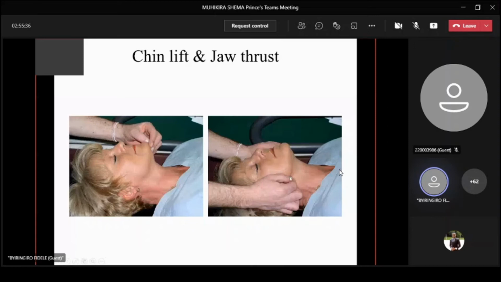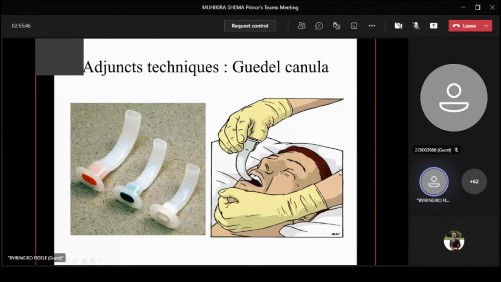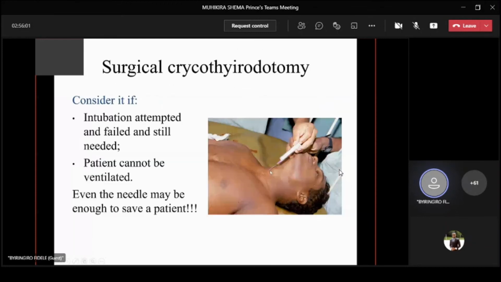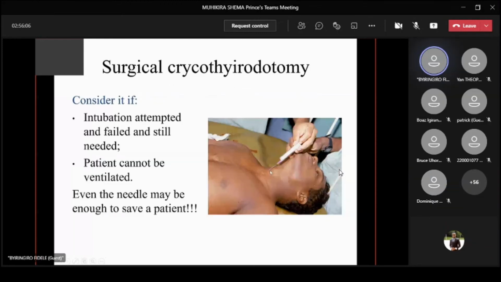Adjunct technique is just to put a Guedel cannula. This is to keep the mouth open and the patient is going to breathe through this opening, or intubate the patient by using this endotracheal tube. You see the endotracheal tube which goes through the trachea, or we do a surgical cricothyroidotomy by opening through the cricothyroid cartilage, and this is done in case there is a difficult intubation which failed and the patient needs to be intubated. You see this patient is cyanotic.